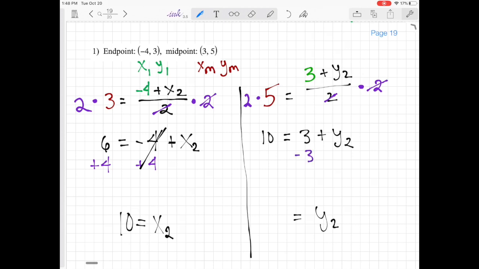So then we're going to subtract 3 from both sides. We're going to get rid of this plus 3. So 3 minus 3 cancels out. And then 10 minus 3 gives us 7.